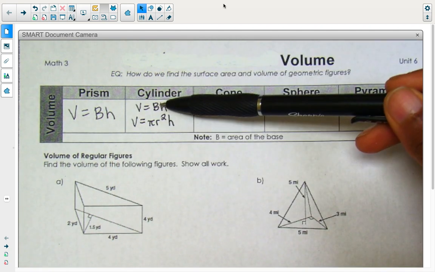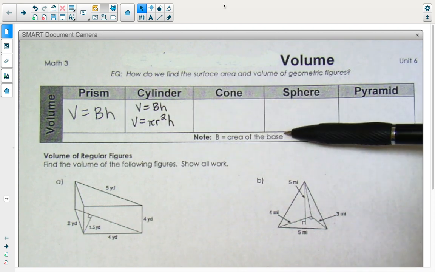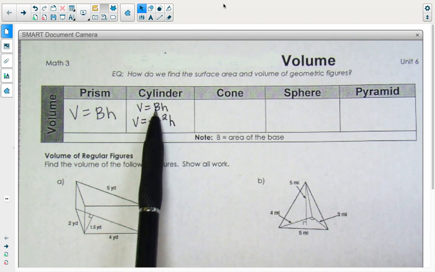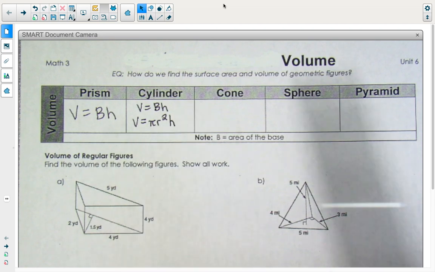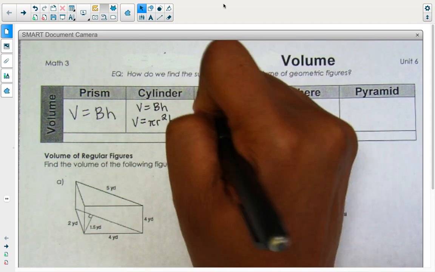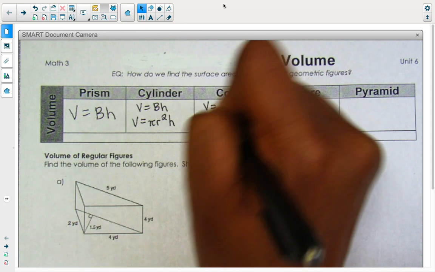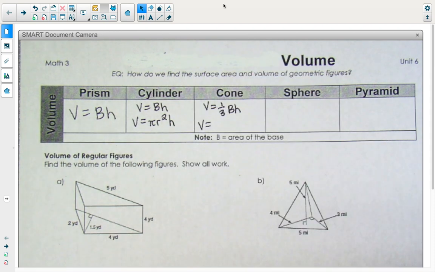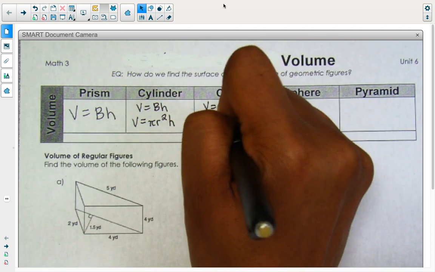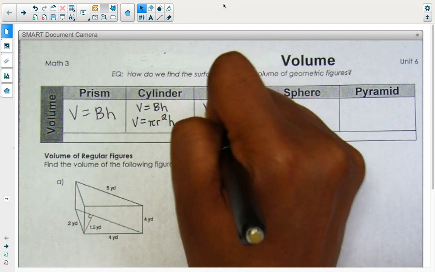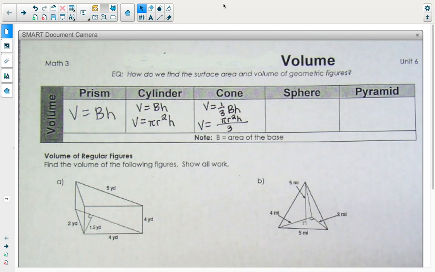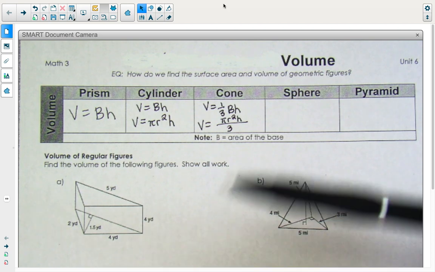So the big B, which is your base, that's the area of your base. So for a cylinder, my base is a circle. So that's why I have pi r squared, because my base is a circle. A cone, volume equals 1/3 base times height. The base is a circle again. So another way of writing this, I also can write pi r squared h, and then divided by 3. So these two formulas mean the same thing.